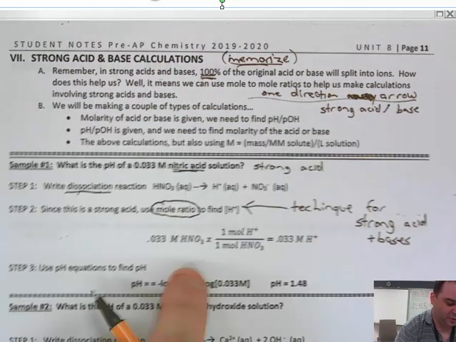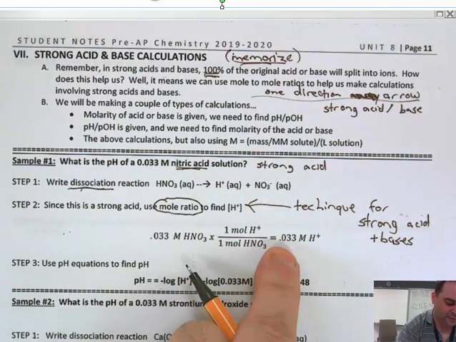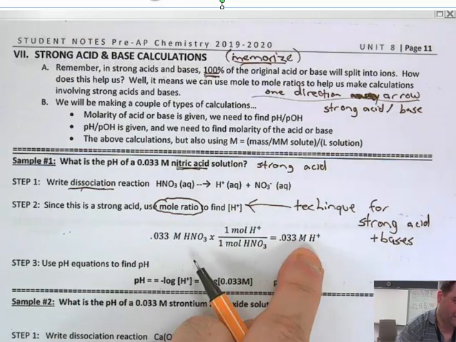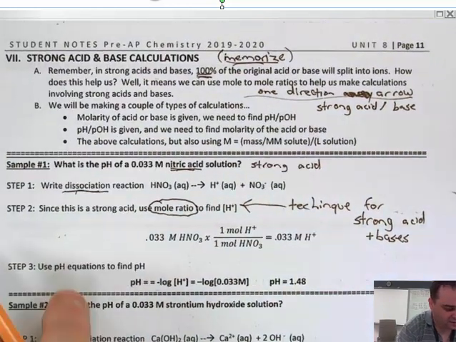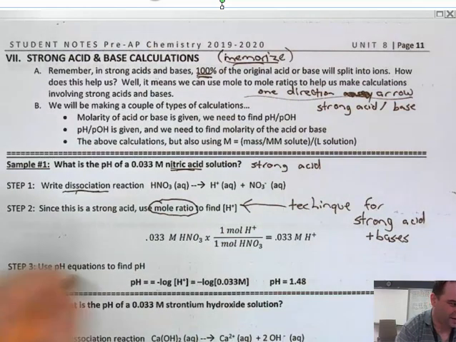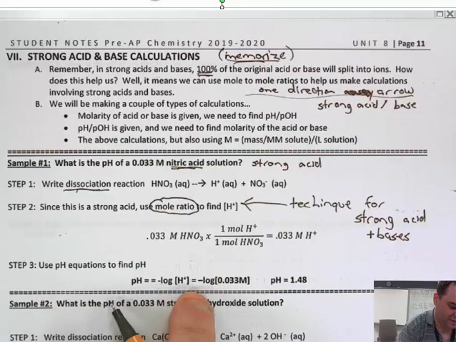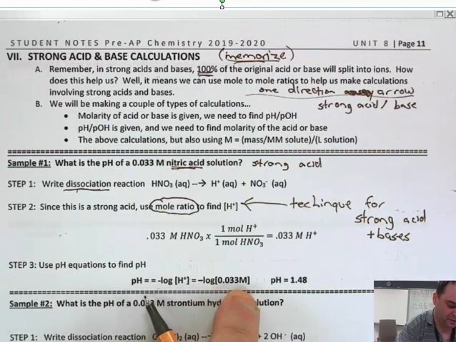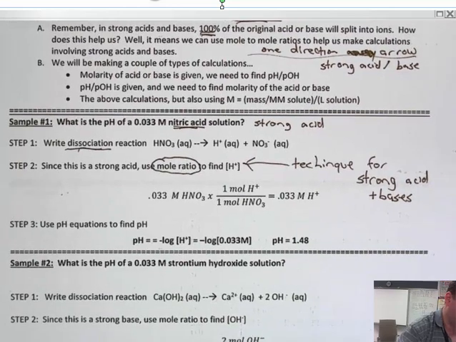So since this is a 1-to-1 mole ratio here, we take our molarity, we do the 1-to-1 mole ratio, and we end up with 0.033 molar H plus. Doesn't always happen, but it does for this one. Then you use the pH equations to find the pH. pH is equal to negative log of H plus, negative log of 0.033 molar, and we get a pH of 1.48.